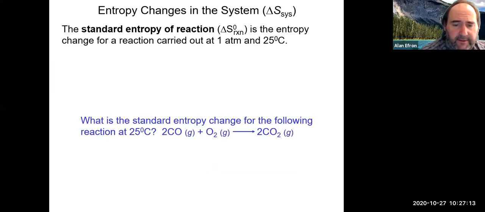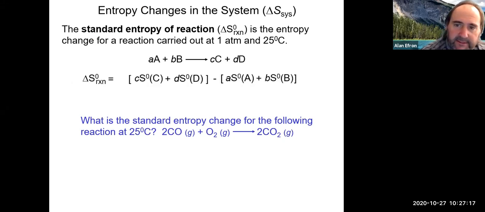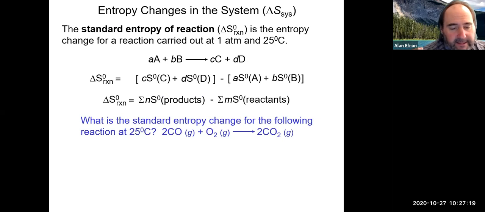So let's take a look here. We'll start with the system. And like I said before, usually the system is the reaction that you're doing. So sometimes people will say the delta S of the reaction or the delta S of the system. In thermodynamics, reaction and system are sometimes used interchangeably because what you are dealing with is your system, which is usually the reaction that's taking place.